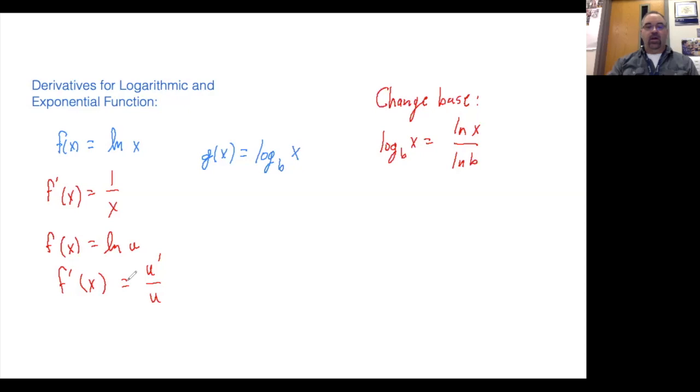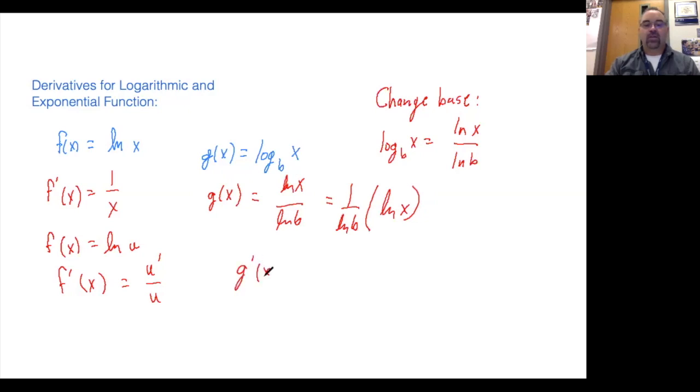If it's a log that's a different base, change it. Don't deal with log base b. Make it natural log of x over the natural log of b, because 1 over the natural log of b is just a constant. We can move it out of the way so that when we go to derive it, you just have 1 over the natural log of b times the derivative of natural log of x, which we just reviewed as 1 over x. So that's a quick and easy review of our natural log function's derivative.